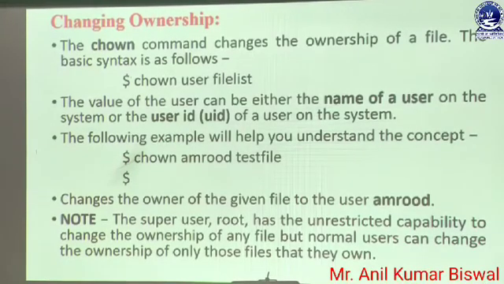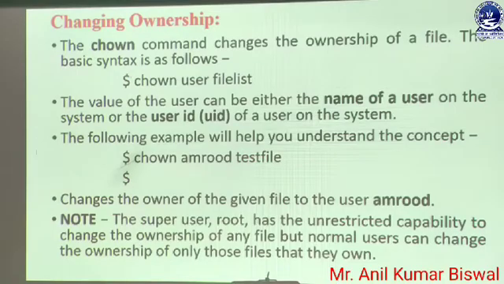Whenever the Unix system is opened, we get a $ prompt, which is known as the Unix prompt. In that Unix prompt, we must have a command like chown, which helps to change the ownership. Then we type the user, meaning which user wants to access it, and here we add the user named amrood. Here amrood is a specific user who will own a specific file, named testfile. Then we can press enter.